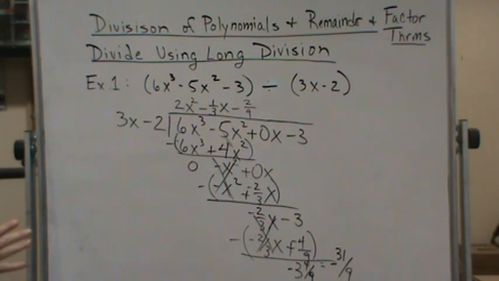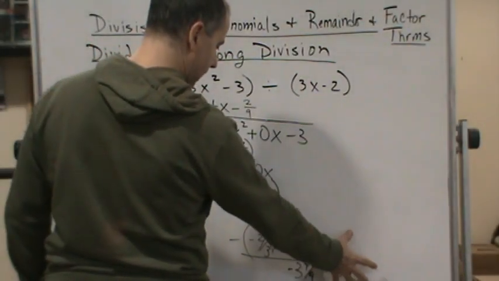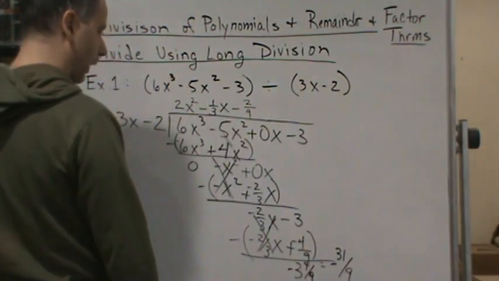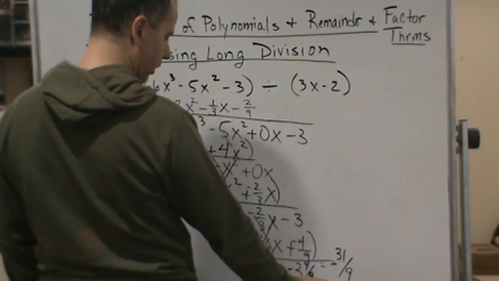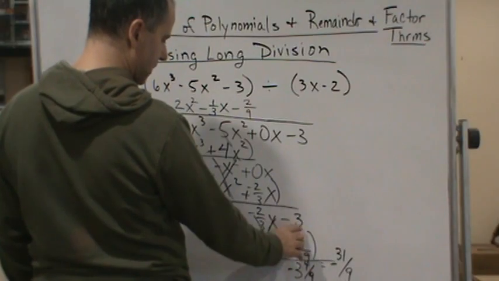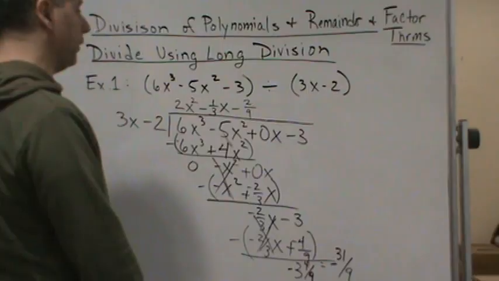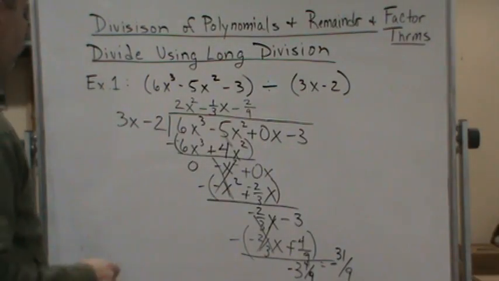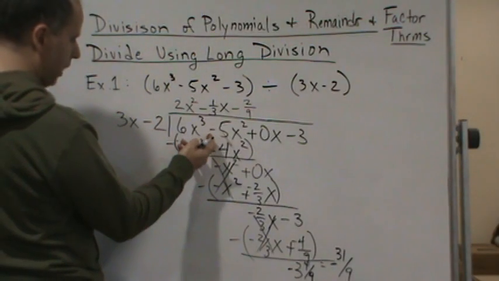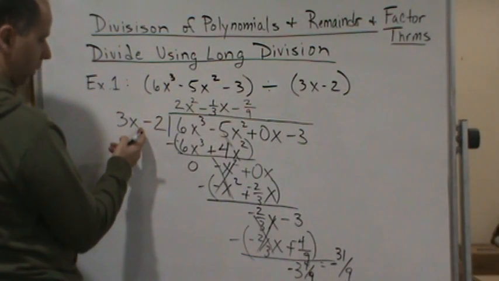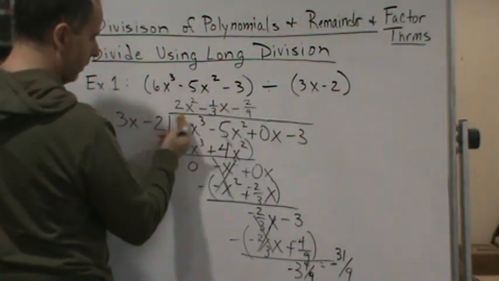So at this point I'm done. I can't do anything more. I've got a remainder. Once you reach the end, you're done. Once you drop the last term, the constant term, and you go through the steps, whatever is left over is your remainder. So now what we figured out is this polynomial divided by this polynomial will result in getting us a whole number, right?